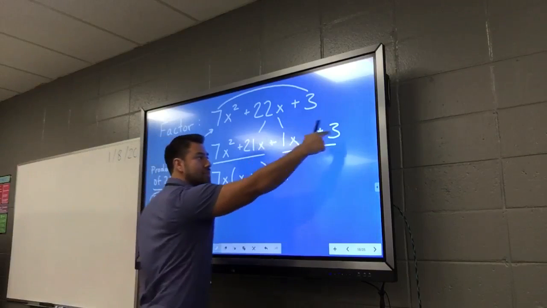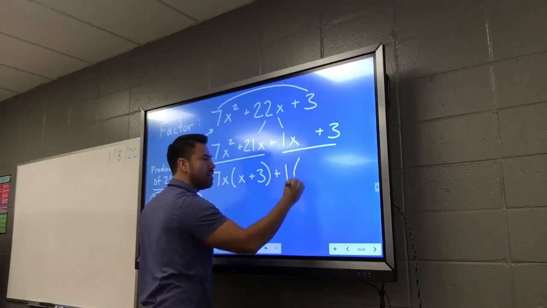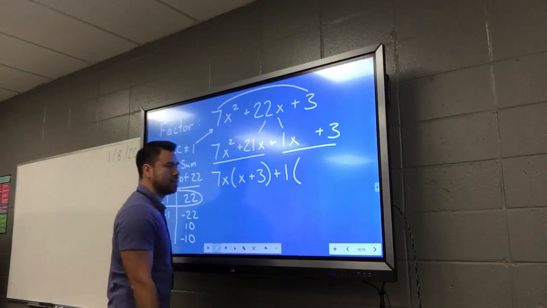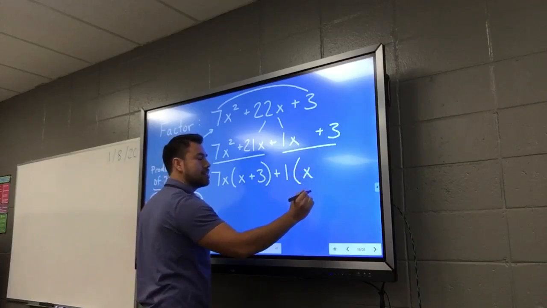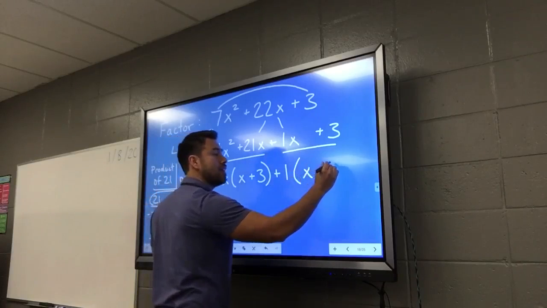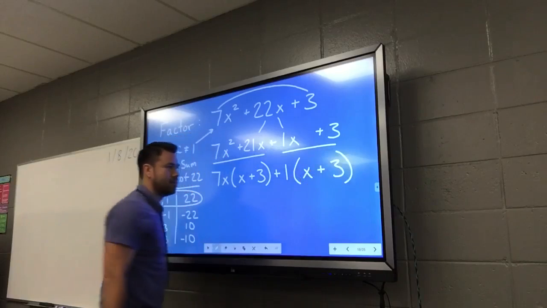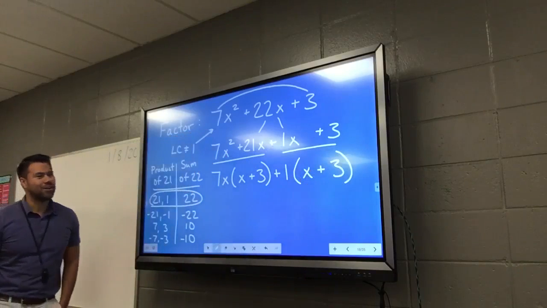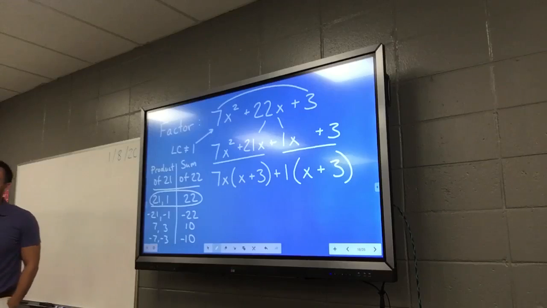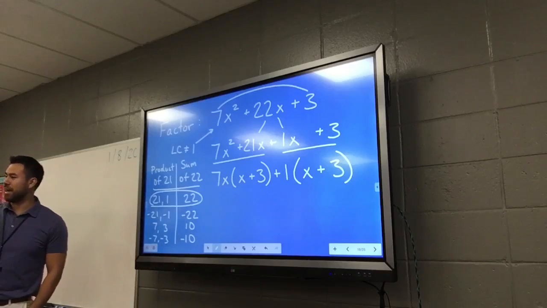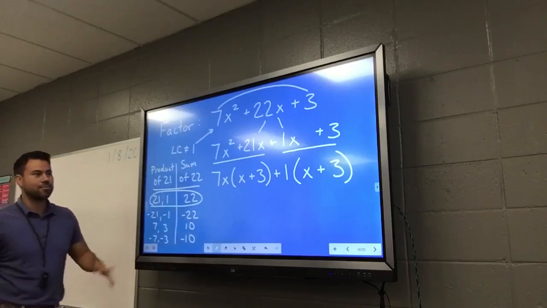I'm going to factor this out right here. You're like, how can you factor it out? What would be left in parentheses? X plus 3. There you go. Whew. Almost done, guys. Almost done. I like this process because it can become automatic. It just takes time.